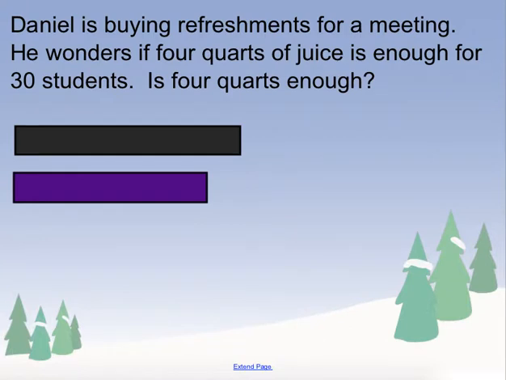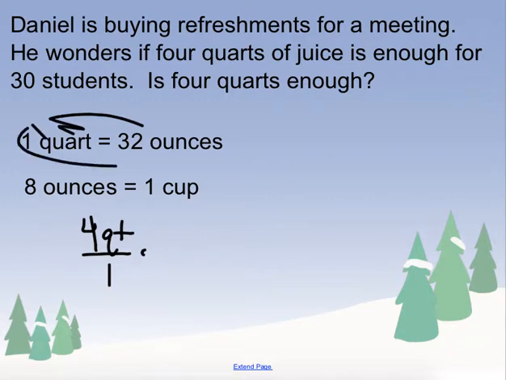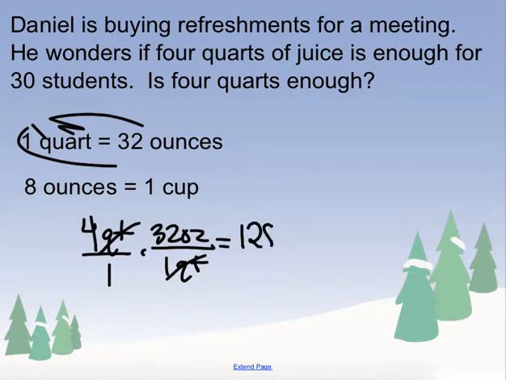And another one. Daniel is buying refreshments for a meeting. He wonders if 4 quarts of juice is enough for 30 students. Is it enough? Each student's typical portion of juice is 8 ounces. There are a couple of ways I can do this. I have 4 quarts of juice, and I want to get that into ounces. Maybe you know this fact, or maybe you don't. If we know that fact, then we can easily say 32 ounces over 1 quart. So my quarts go away and I end up with 128 ounces.